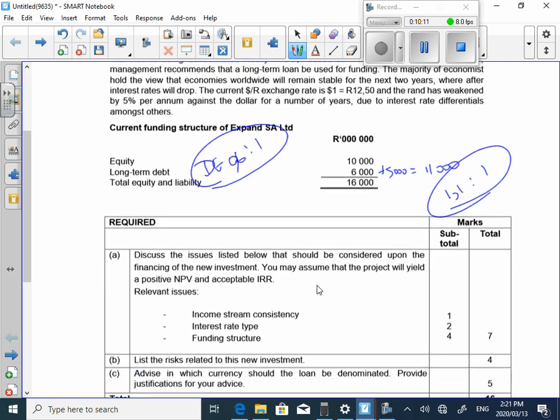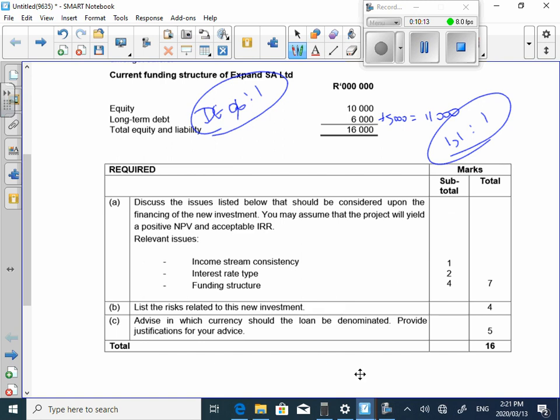Moving on to the next part of the question, it says, list the risks related to this investment. Now, again, guys, I need you to understand something. Your solution comes from the paper. You cannot sit there and actually suck things out of your thumb. I'd like you to actually just understand something.